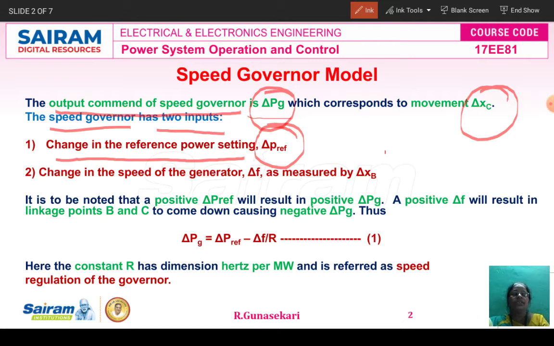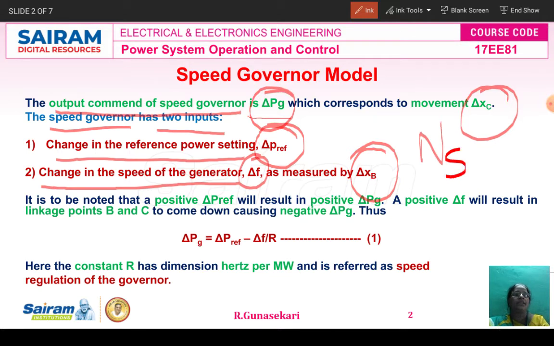The next one is del XB. B is a point on the linkage mechanism. The del F represents the change in speed of the generator, because the speed ns is directly proportional to frequency. Therefore del F represents the change in speed of the generator as measured by del XB only.